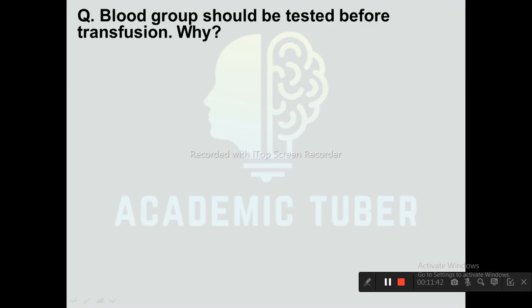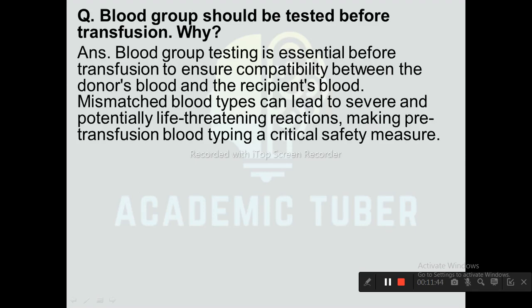Blood group should be tested before transfusion. Why? Blood group testing is essential before transfusion to ensure compatibility between the donor's blood and the recipient's blood. Mismatched blood types can lead to shock and potentially life-threatening reactions, making pre-transfusion blood typing a critical safety measure.